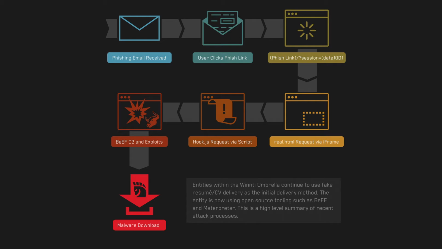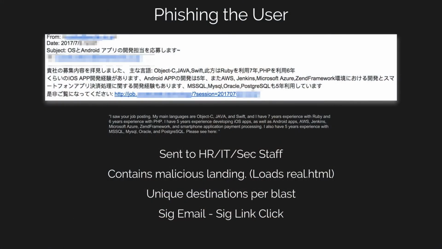And that resume loads a BeEF script in the background. If you're not familiar with that, it's the Browser Exploitation Framework, which will then begin to try and exploit the browser, and if successful, it will then download a binary. So looking at step 1, this is a sample email we would see quite a lot. This is a template they would use. The translation from Japanese is right there, but this was sent to a lot of human resources, IT leadership, network security leadership inside target organizations. And then that link would then load the resume and go from there.